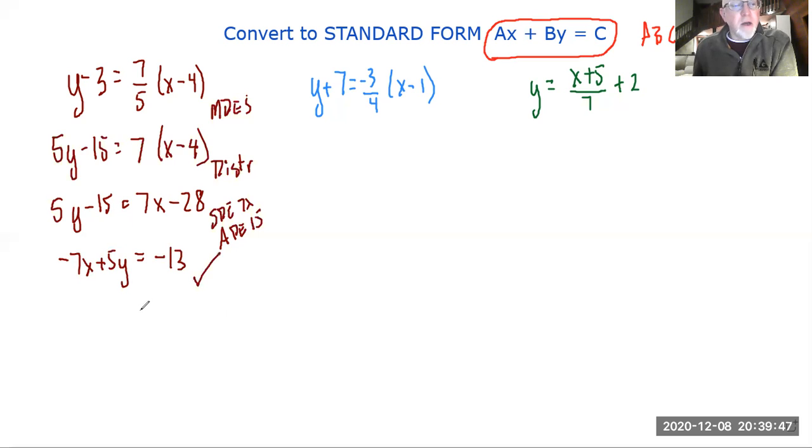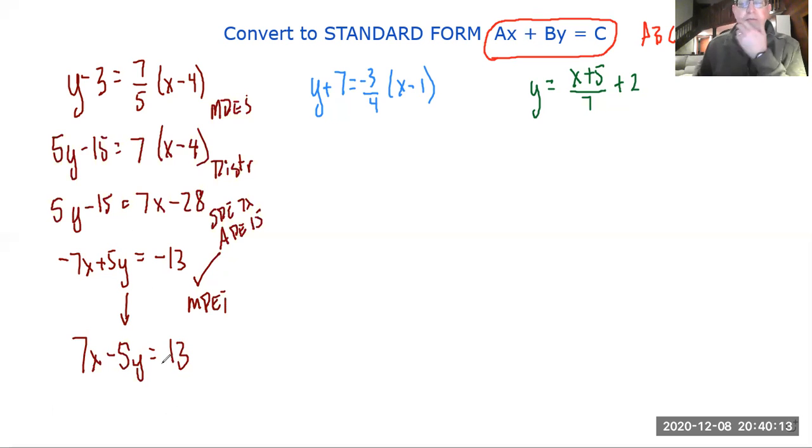That's done, right? Now, I would actually prefer the leading coefficient, this negative 7. Coefficients are numbers that come before variables. I would prefer that negative 7 to be positive. So I might MPE negative 1 here just to finish it off. So that's 7x minus 5y equals positive 13. We have to make sure we change each of the 3 signs. Right? So let's do another equation, another example.